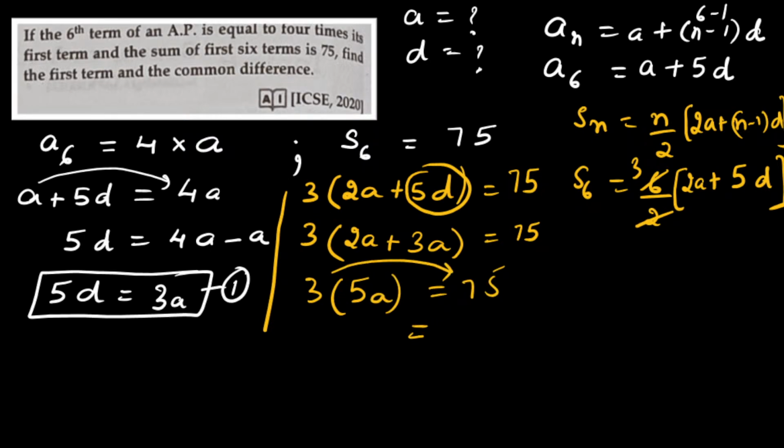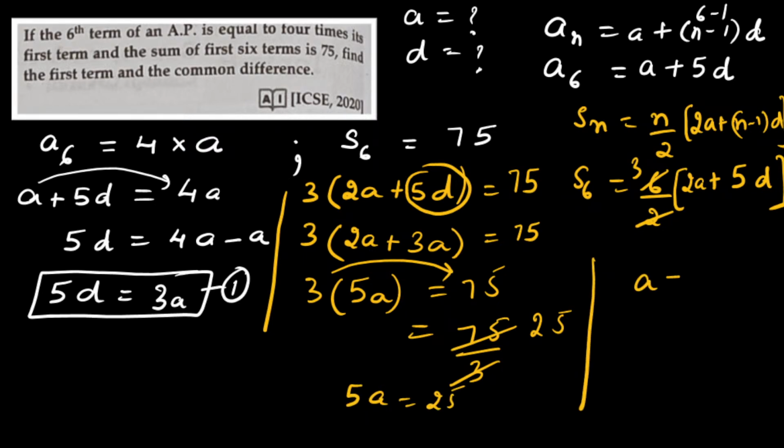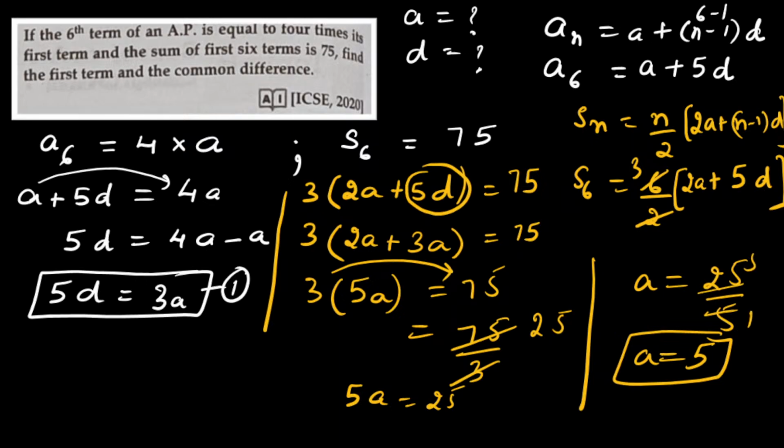3 will shift to the other side. When we shift 3 to the other side, it will get divided. So 75 divided by 3 is 25. So 5a is equal to 25. Then 5 also, if we shift to the other side, it will get divided. So 25 by 5, we get a is equal to 5. 5 into 1 and 5 into 5. So a's value we got is 5.